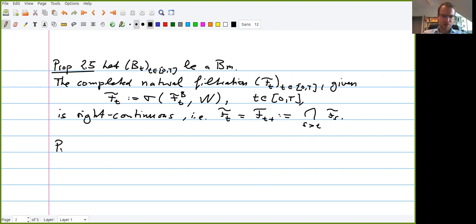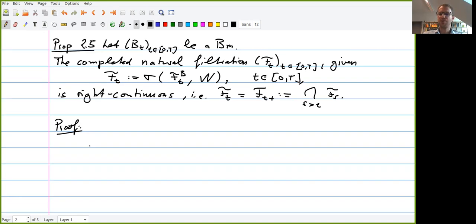Let's come to the proof. The proof is a bit technical and might use some results you haven't seen, but I will do it for completeness anyway. I will say which results I use, and if you haven't seen them, you can find them in the appendix as well. But I will not prove the additional results I need to use.